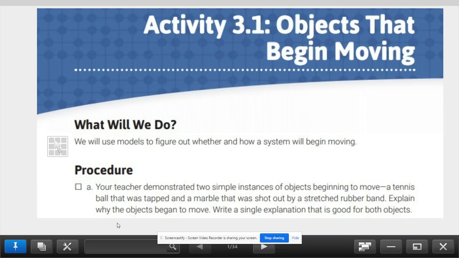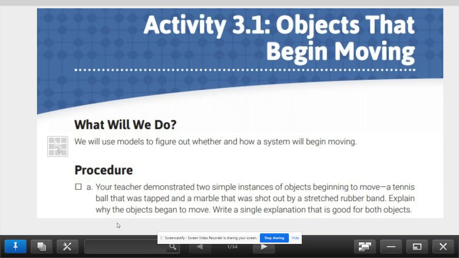And then we're going to watch another video where someone is shooting a marble with the rubber band. When does the marble start to move? When does the marble stop moving? How do you think we're able to move the marble faster or slower? So you're going to write down these observations, these ideas underneath part A under the procedure.